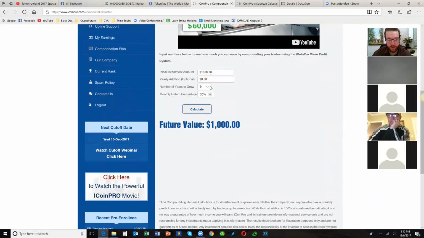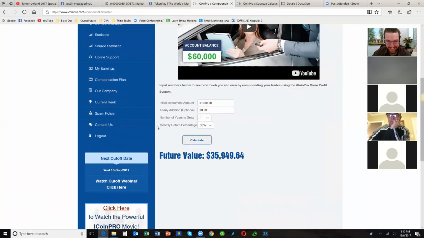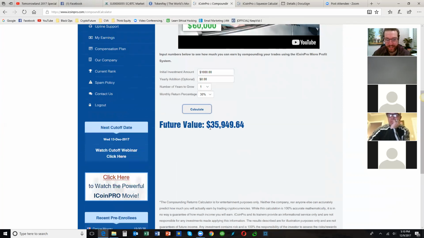Yeah, I've never used this before, to be honest. So let's put 1 year in there. Sorry. So in 1 year, if you're doing 1% a day, that's a nice return there. Obviously I can't guarantee returns. iCoinPRO is just an educational service. It teaches the strategies we use to get our profits from trades, but it is up to the individual trader to apply the strategies with caution.